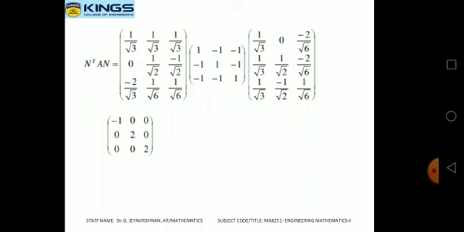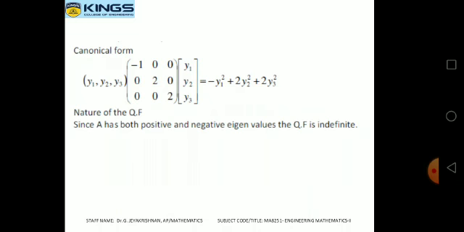Finally, we have to find the canonical form. The canonical form is (y1, y2, y3) times the D matrix, minus 1, 0, 0, 0, 2, 0, 0, 0, 2, times y1, y2, y3 written row wise and column wise. Therefore, we get minus y1 square plus 2 y2 square plus 2 y3 square. This is the canonical form. The given quadratic form has finally been converted into the canonical form.